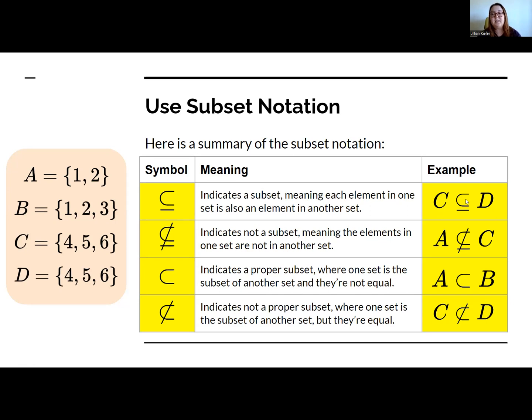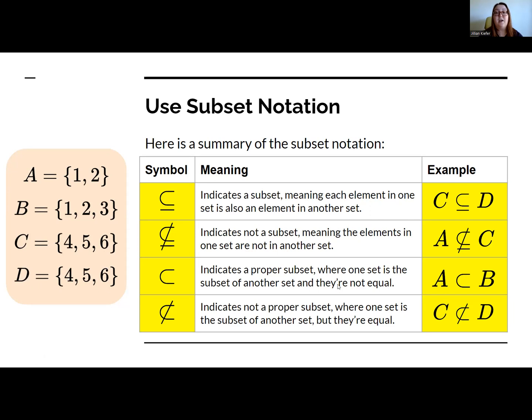We say C is a subset of D. C is the set of 4, 5, and 6, and D is also the set of 4, 5, and 6. Since all of the values in one set are the same in another, they are considered subsets. So C is considered a subset of D.